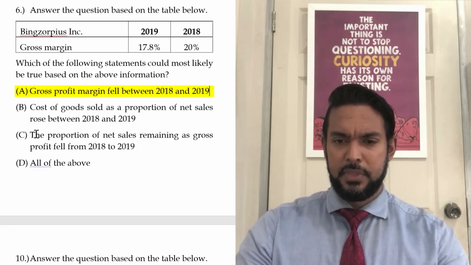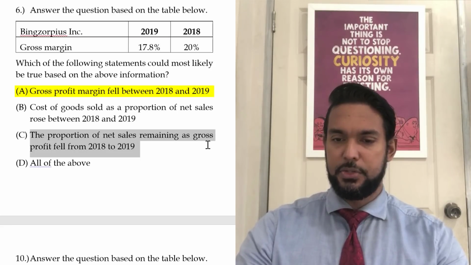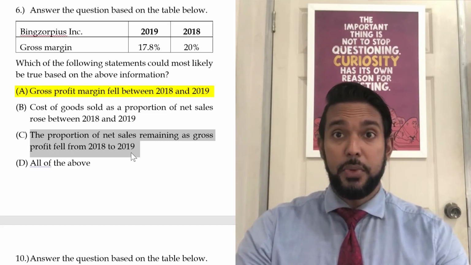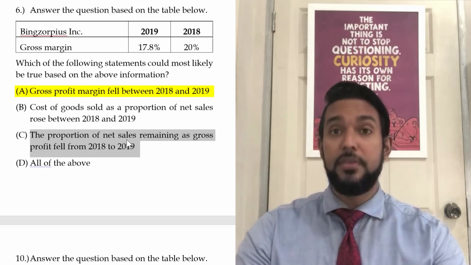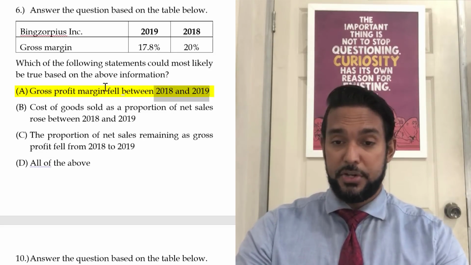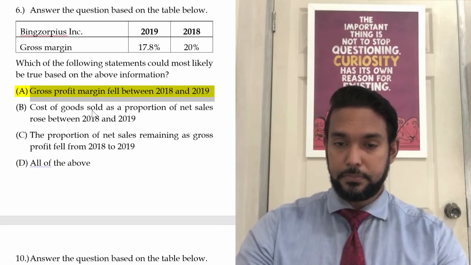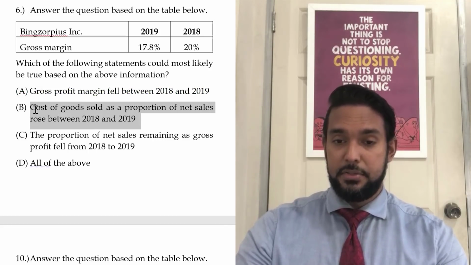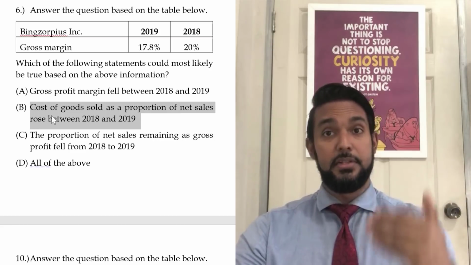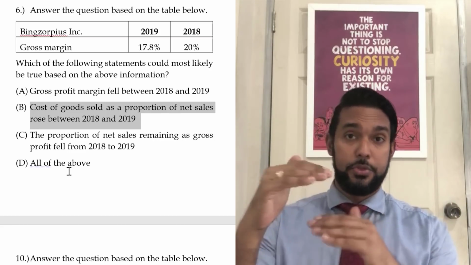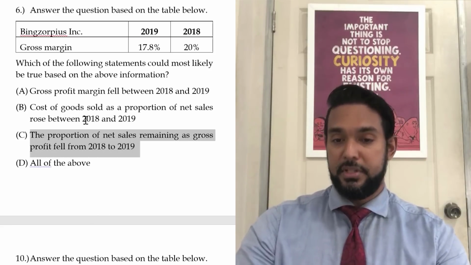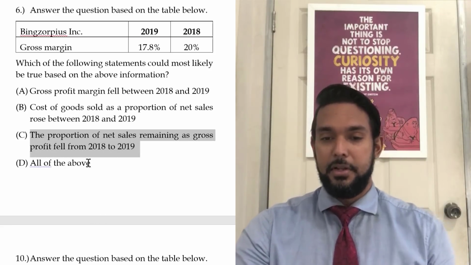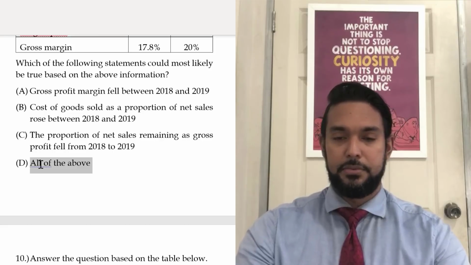All right, what about C? The proportion of net sales remaining as gross profit fell from 2018 to 2019. That is true as well. This fall in gross margin means all of those things, right? The gross profit margin fell. That is correct. And that also means cost of goods sold as a proportion of net sales rose. We had a higher cost of goods sold, which means a lower gross profit, percentage-wise. And this is exactly the same as this, right? So it means here, all of the above.